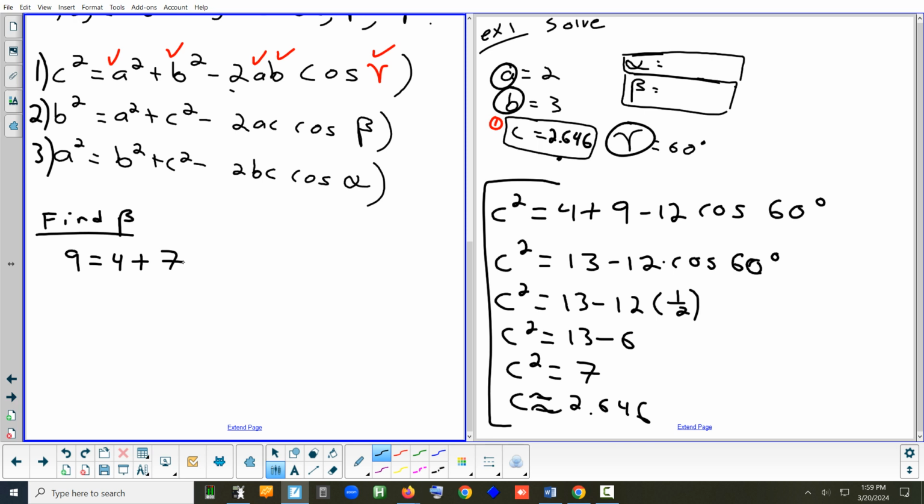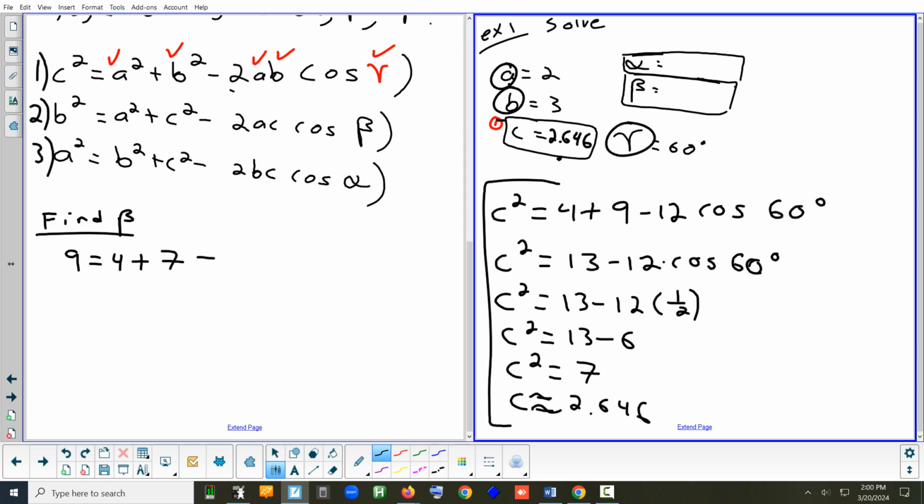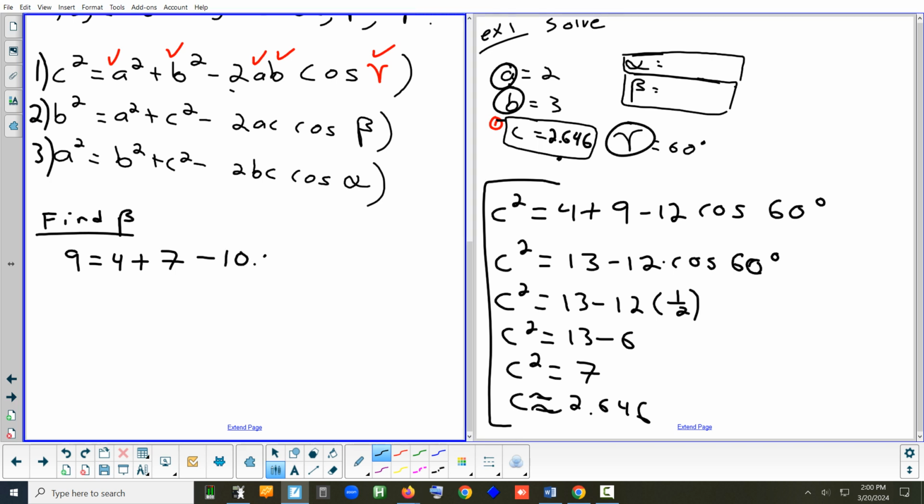Okay. Now I am going to need a calculator. 2 times A times C. Well, what's 2 times A? 4. I need 4 times C. What's 4 times 2.646? 10.584. Cosine of, we're solving for beta.